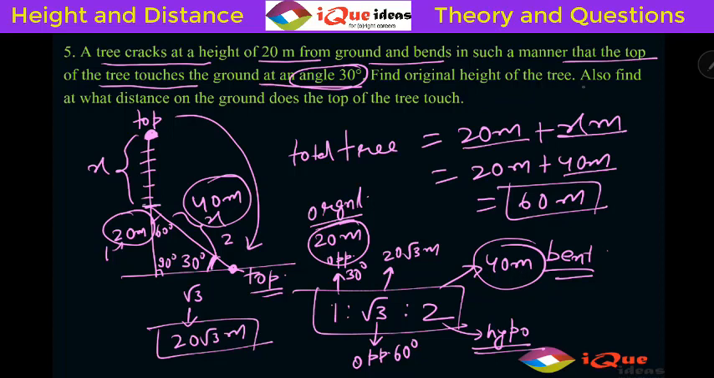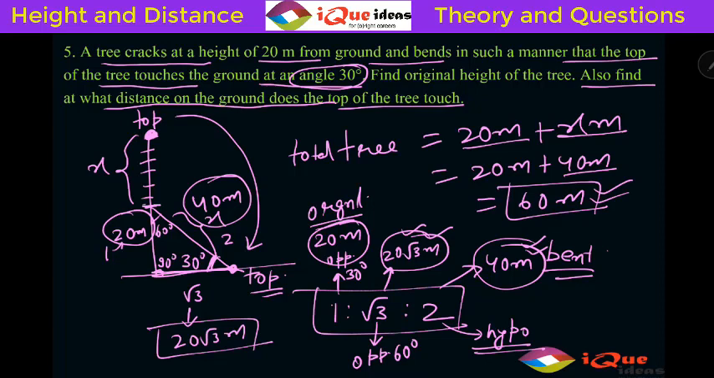Now the question is also asking, also find at what distance on ground does the top of the tree touch, that is x, which is 20 root 3 meter. Right. So this distance from on the ground is 20 root 3 meter and the tree length is 60 meter. All right.